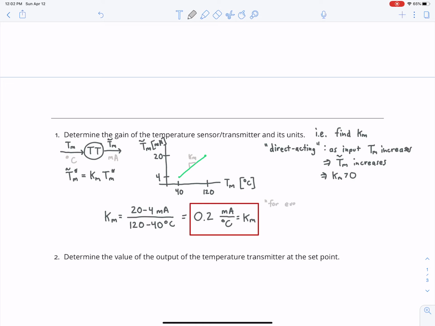For a 1 degree C increment in Tm, T tilde M will increase by 0.2 milliamps, okay? So basically what this tells us is if you see the temperature transmitter output increase by 0.2, then the temperature went up by 1 degree C, right? That's practically extremely important. And you would put this as a value in your controller.